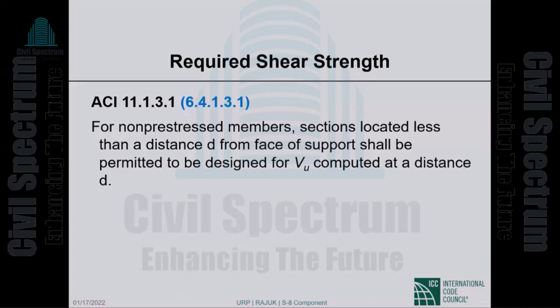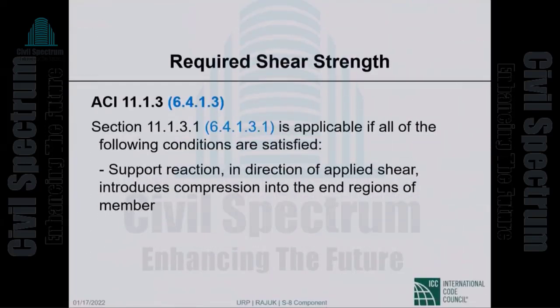So the critical section for shear is located at a distance d from the support face, d being the effective depth. Now, what I said is true provided a number of conditions are met, and those conditions we will look at next. But the fact that we take the critical section 1d away from the support face is again because we are designing for diagonal tension. It is not designing directly against shear. So what I just said, the critical section at a distance d from the support face, is applicable if all of the following conditions are satisfied.